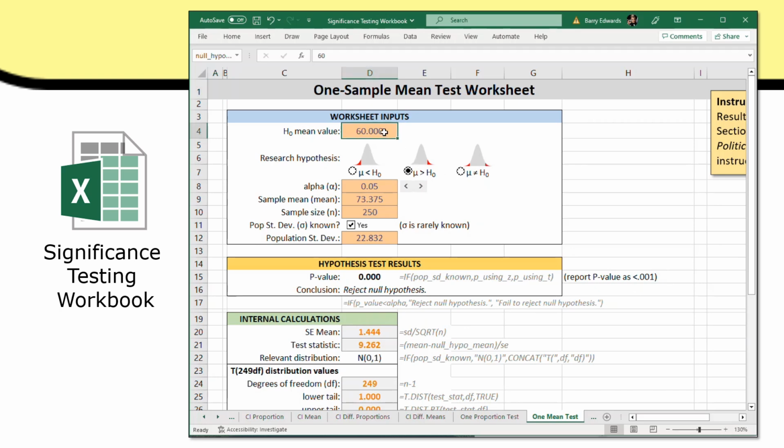So this is showing where you input the hypothesized value, and then information about the alpha, your error tolerance, information from the sample about sample mean, sample size, and then indicate some assumptions you make about the standard deviation in the population and whether that's known or not. And so these are all the inputs you would need from the problem you're working on.